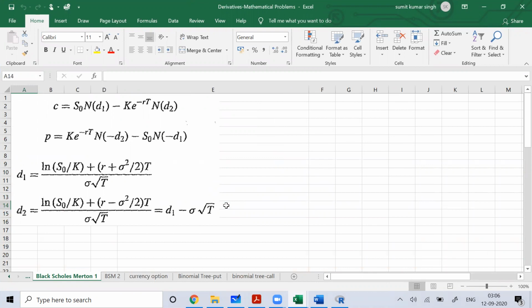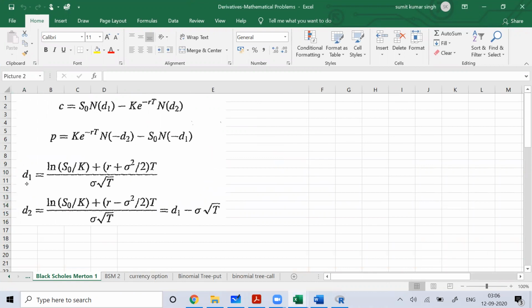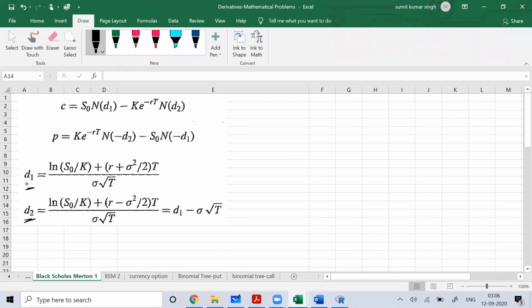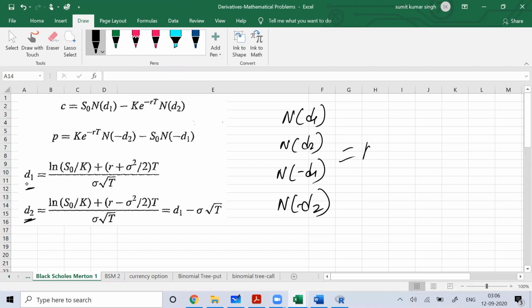First we find the value of D1 and D2. Once we have found the value of D1 and D2, then I'll find the value of N(D1) and N(D2), N(-D1) and N(-D2). In Excel, you can use the NORM.DIST function to do that. Otherwise, you need a cumulative normal distribution table.